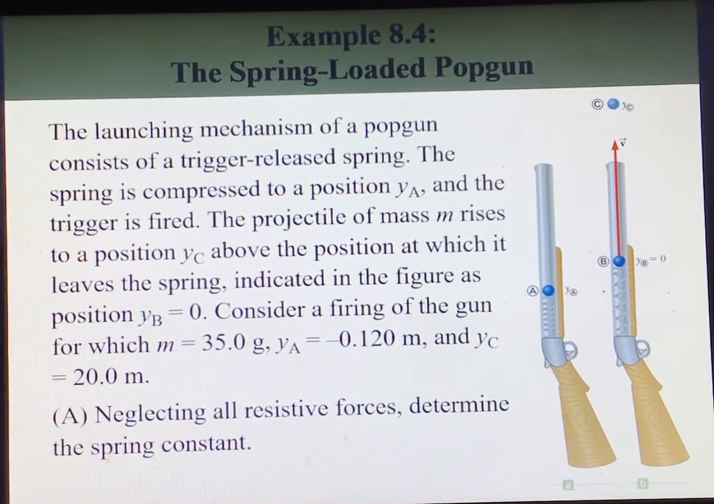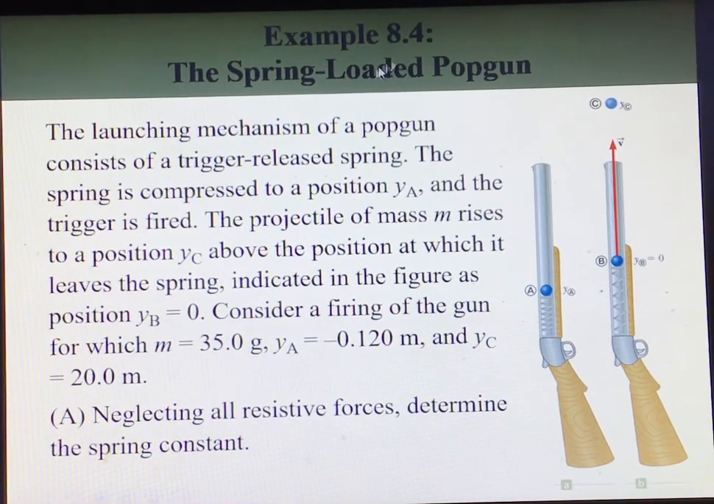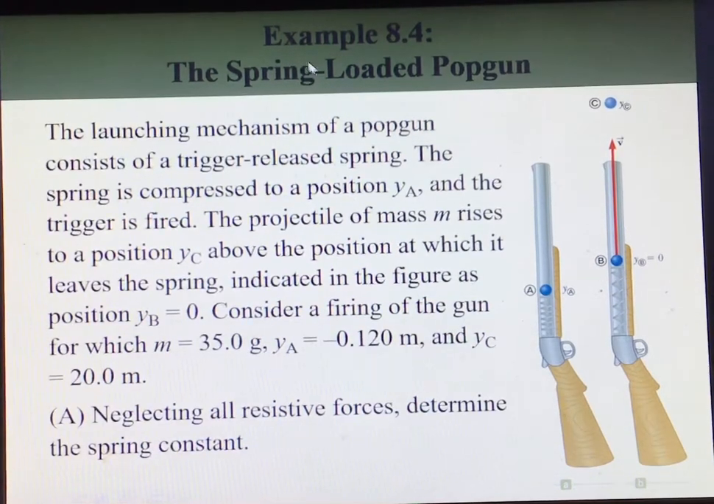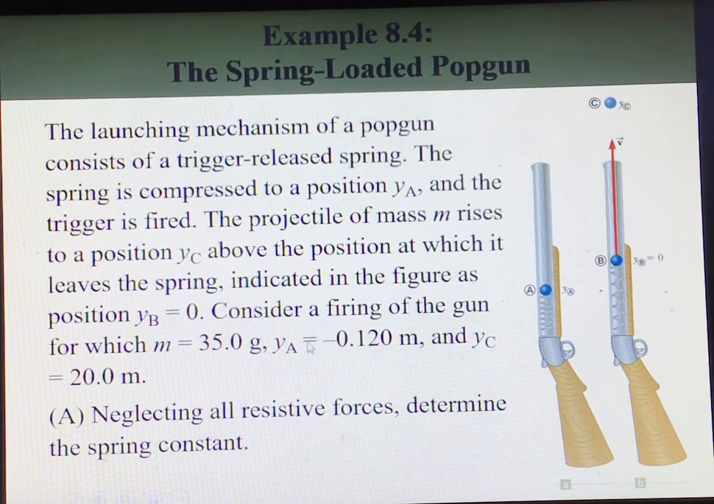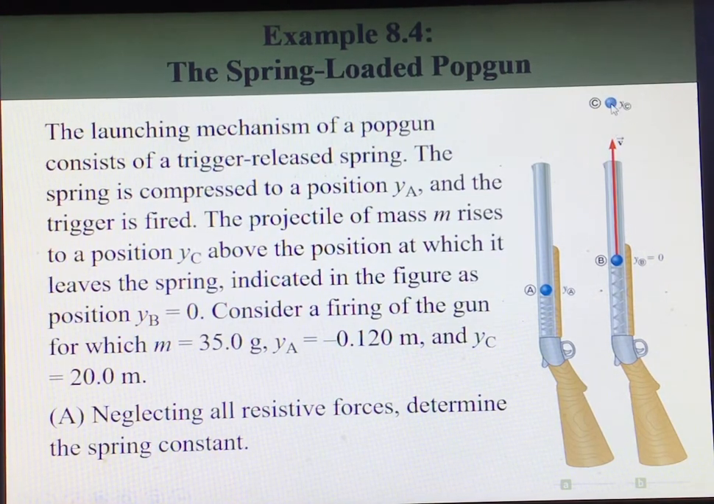All right, now this is the second example. This is example number 8.4. In this example, we have a spring-loaded system. This is a rifle, so it has a spring in it. At point A, the spring has been compressed such that the distance is equal to negative 0.12. The negative here simply means that it's a compression. When the spring is released, the ball is going to move past point B, which is the equilibrium point, and then it's going to rise to this final height right there.